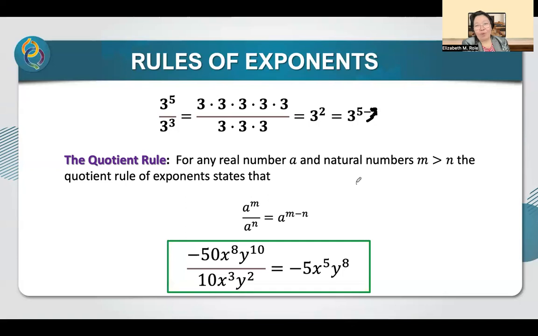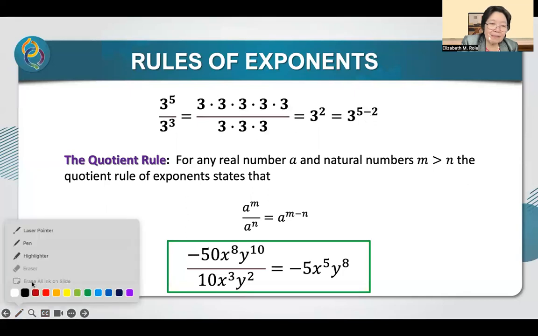That is the quotient rule. Can I say, yes? Why is the final answer not 3 to the power of 2? Like the first one, the final answer is 3 to the 5 minus 2. No, it's 5 minus 3. I'm sorry. I think I made a mistake in putting in the.